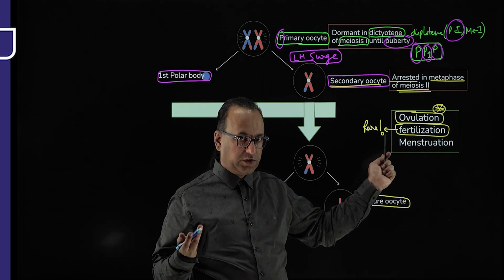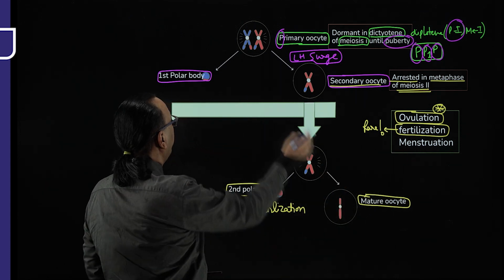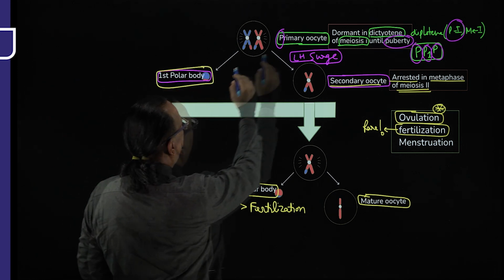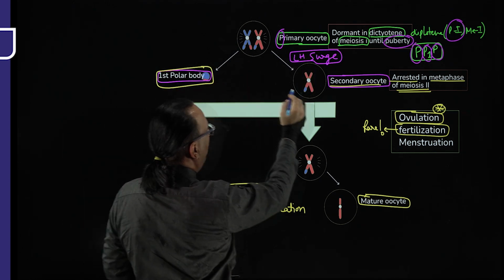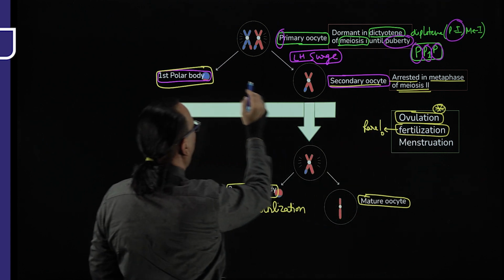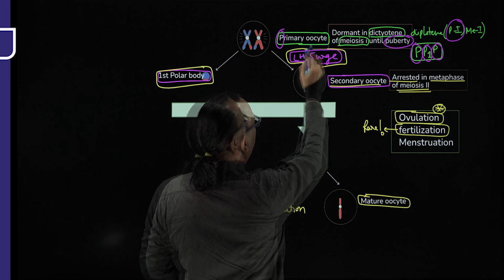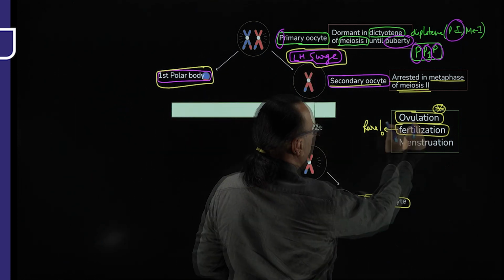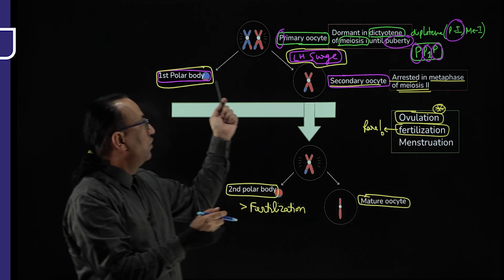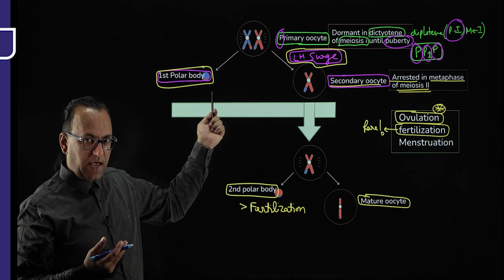What about the first polar body? You can say that the first polar body is seen after the LH surge but before ovulation. So the first polar body will be seen only after the LH surge but before ovulation. This information we will be discussing once again in the next diagram.